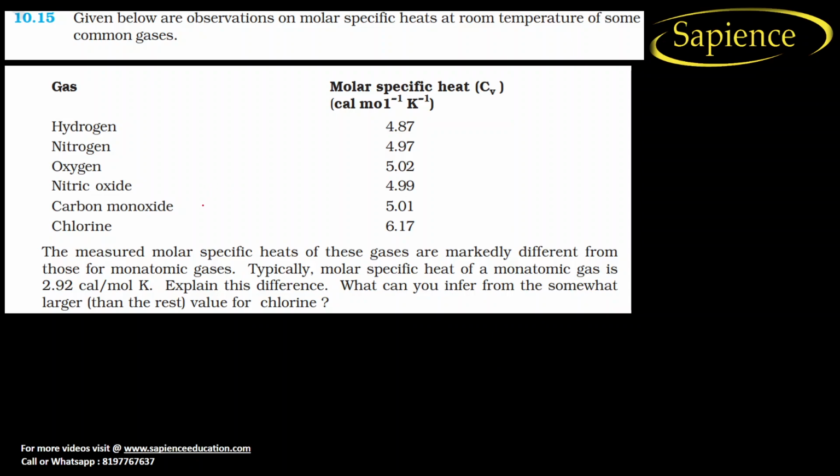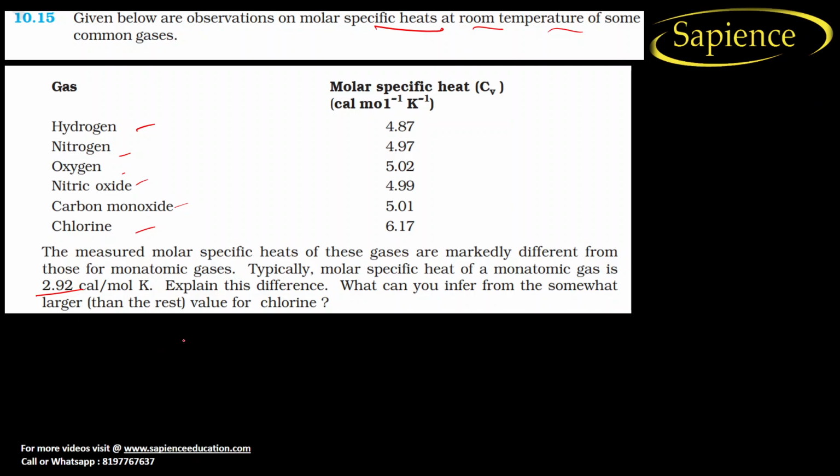Now let us observe the question. It is given below the observation of molar specific heat at room temperature for some common gases: hydrogen, nitrogen, oxygen, nitric oxide, carbon monoxide, and chlorine. The measured molar specific heats of these gases are markedly different from those for a monoatomic gas. Typically, the molar specific heat for a monoatomic gas is 2.92 calorie per mole Kelvin. Explain this difference. What can you infer from the somewhat larger extent?